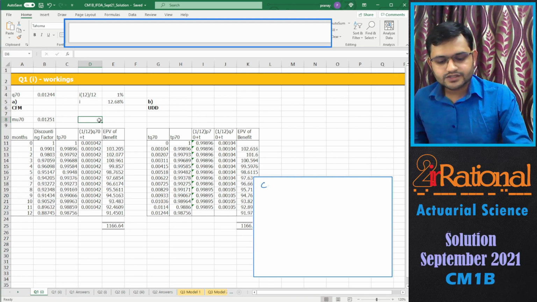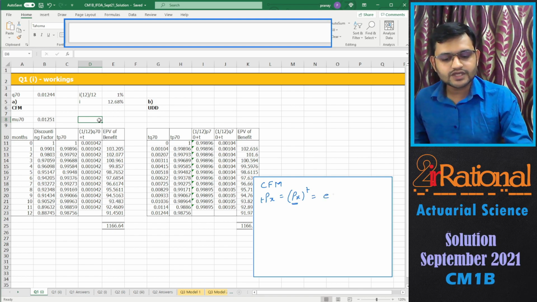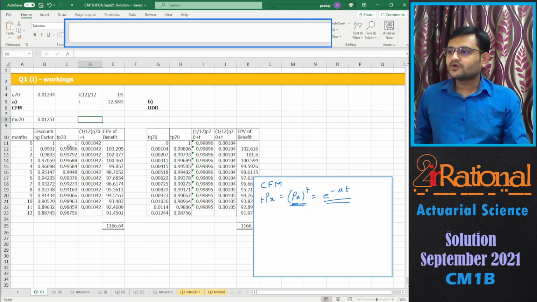So in our CFM, what we say is that tPx for t being between 1 year would be nothing but our px raised to t. So you could directly take it as (1 minus qx) raised to t, or you can write it as e raised to minus mu t. This is what I have used here. You can definitely use this as well. That way I have calculated the tp70 here.